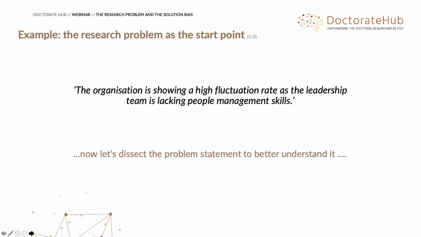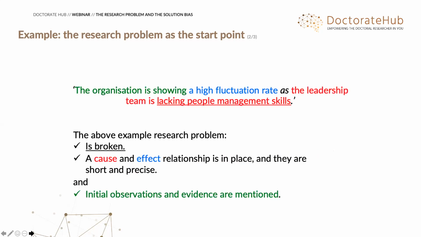Now, let's go back to the example from a minute ago, where the organization is showing a high fluctuation rate as the leadership team is lacking people management skills. Now, this is a clear example. There's a high fluctuation rate, and the reason for this high fluctuation rate is that there's a leadership team in place that has no people management skills. Now, it's a sort of broken situation. It's certainly not meant for the leadership team to not have management skills, people management skills in particular. And there's a clear cause and effect relationship in place that can also be verbalized in this precise manner.